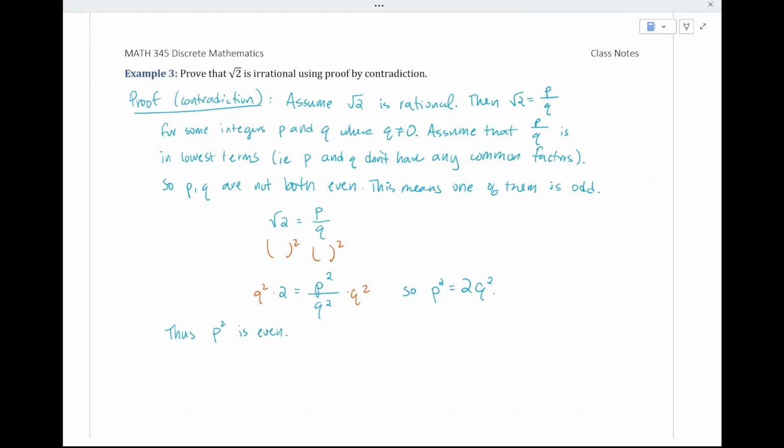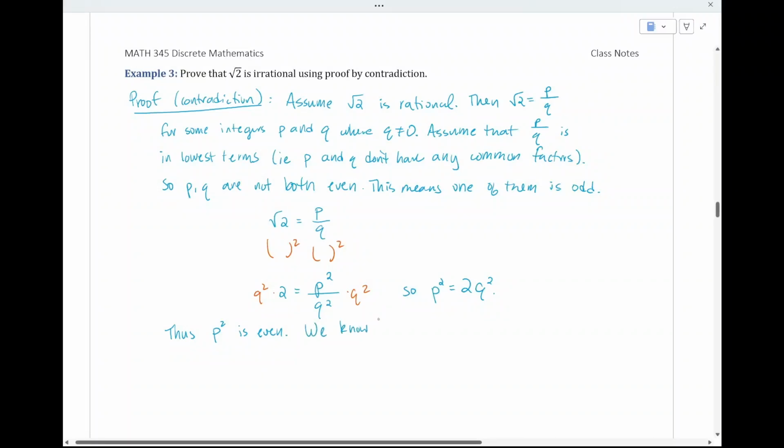And we did in a previous proof, what example number was that? I think it was the very first one we did, example 1. We said if N squared is even, that implies that N is even. And now that we've proved a handful of things, we can use those things that we've proven in future proofs. So I've already shown in example 1 that if P squared is even, then P would be even as well. So I can use that here. Thus, P squared is even.